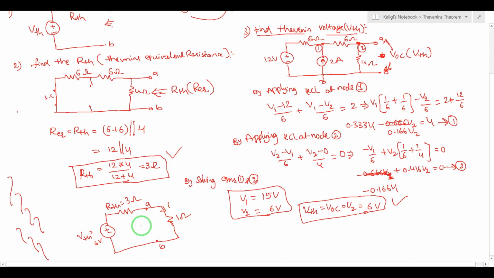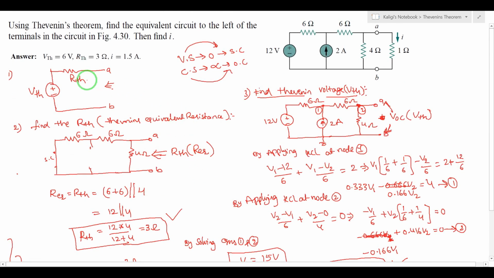So what is the question? We have to find the current I flowing through the 1 ohm resistor. We know the values VTH and RTH. Now you can find current I easily. So I is equal to VTH divided by the total resistance RTH plus RL. VTH is 6 divided by RTH is 3 plus RL is 1 ohm. It means 6 by 4, that is equal to 1.5 amperes. So finally the answer I is equal to 1.5 amperes. So this is matching with the answers.